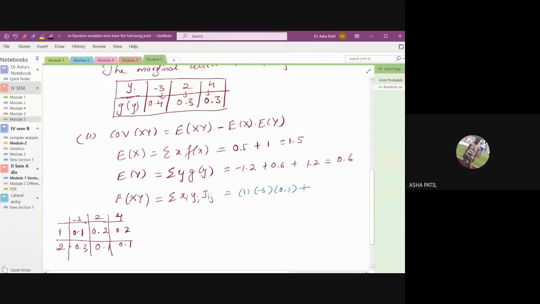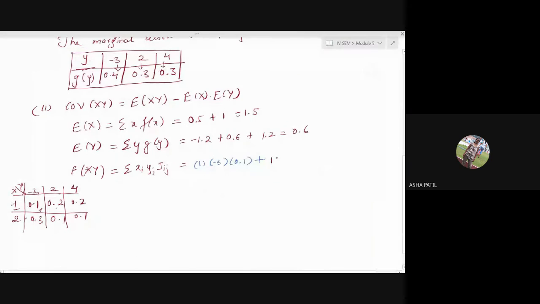The first one, this is your x and y. 1 into minus 3 into 0.1. Next one again, 1 into 2 into 0.2 will write. Next value, 1 into 4 into 0.2. Only xi, yj into the pij. Don't take f of x and g of y here. Don't take the last columns. It is summation of xi, yj and pij.